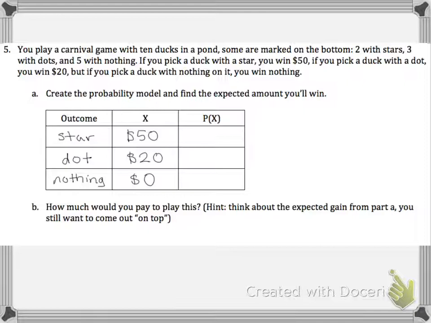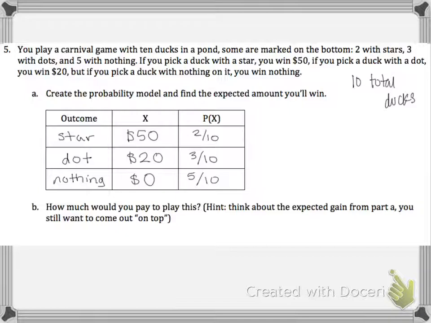There were 2, then 3, then 5, right? So if we add all those values together, there are 10 total ducks. So that's our denominator when we want to deal with finding the probability here. If we're talking about the number that have stars, then there were 2 out of 10 that had stars. If we're talking about dots, there were 3 out of 10 that had dots. And if we're talking about nothing, there were 5 out of 10 ducks that had nothing.